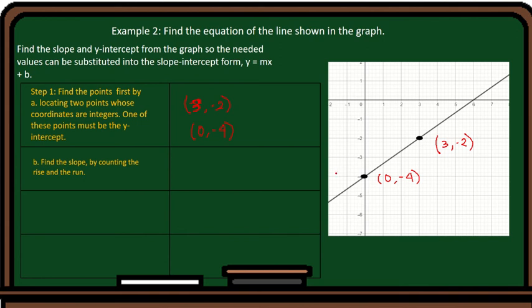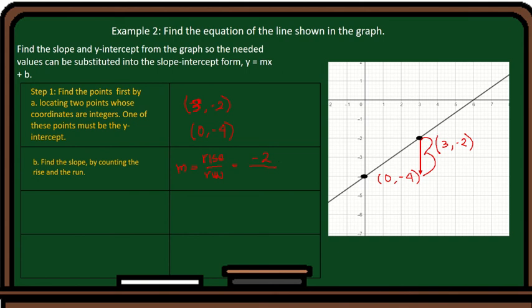The next will be letter B. Find the slope by counting the rise and run. Using these 2 points, we will identify the slope of this line. So from this point, 3 and negative 2, magbibilang tayo ng pababa to identify the rise. So we have m here, which is the rise over run. For this given, we count pababa. So we have 1, 2. This means that our rise here is negative 2.